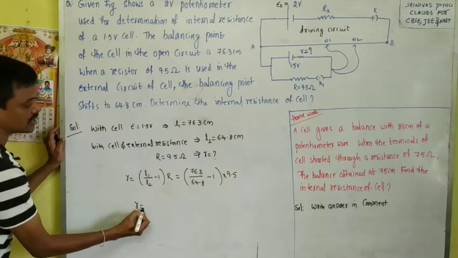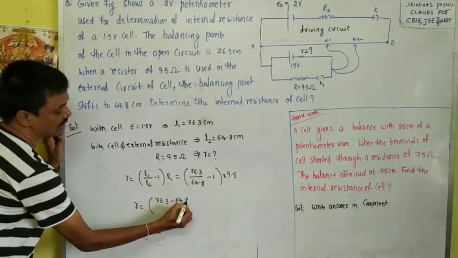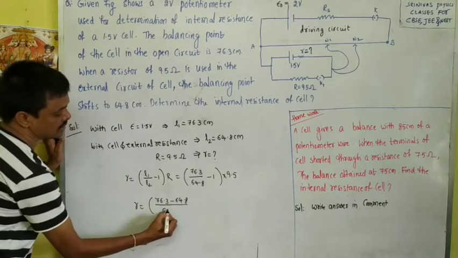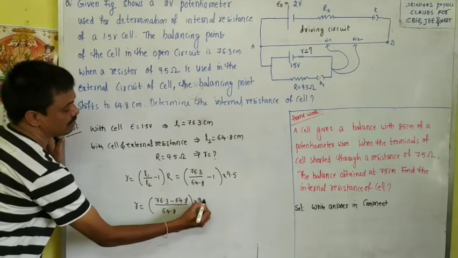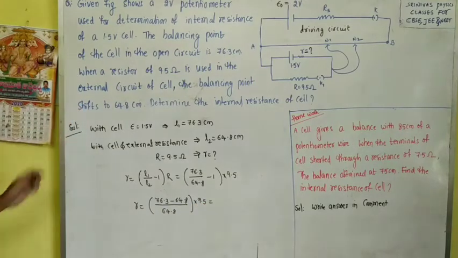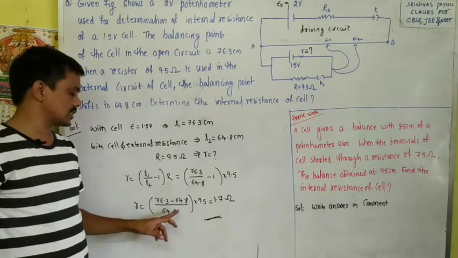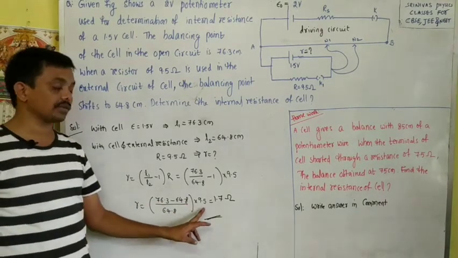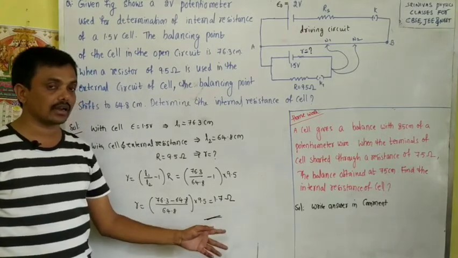Right? Now we can simplify this. 76.3 minus 64.8 by 64.8 into capital R, which is 9.5. Now we can simplify this and easily we will get the answer, right? Look here and you can simplify yourself. 76.3 minus 64.8 by 64.8 into 9.5. You will get 1.7 ohms. Okay, check whether you get it or not.